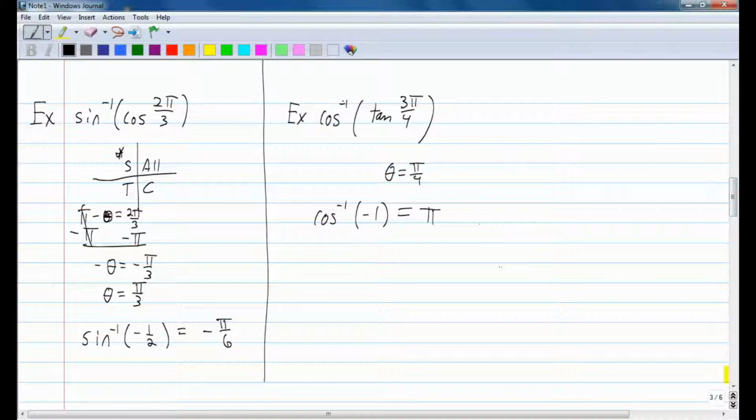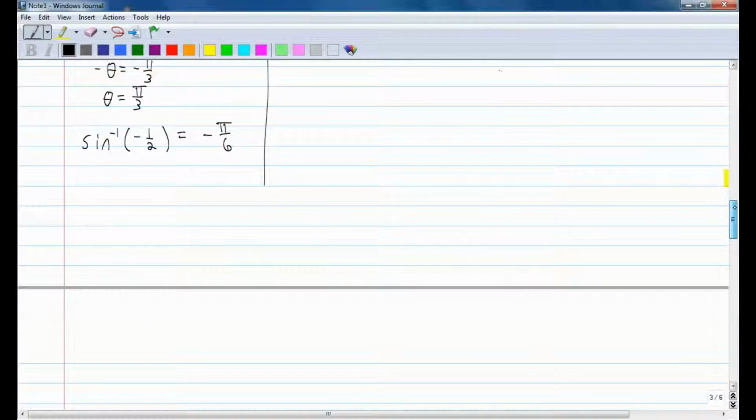Alright, so as long as the inverse is on the outside, work the inside and then take the inverse of that. Remembering where the inverse is defined is important. Alright, now what if the inverse is on the inside?